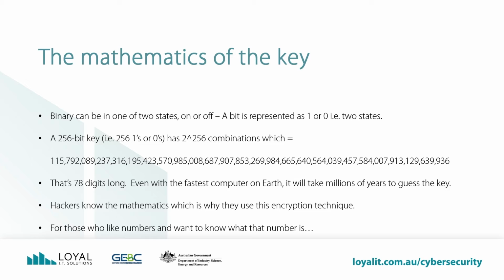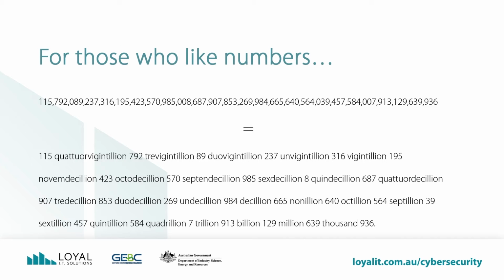number of possible combinations. Even with the fastest computer on Earth, it will take millions of years to guess the key. Hackers know the mathematics, which is why they use this encryption technique. For those who like numbers and want to know what that number is, let's have a look at it on the next slide. I'm not even going to attempt to say this. You'll see nonillion towards the end.